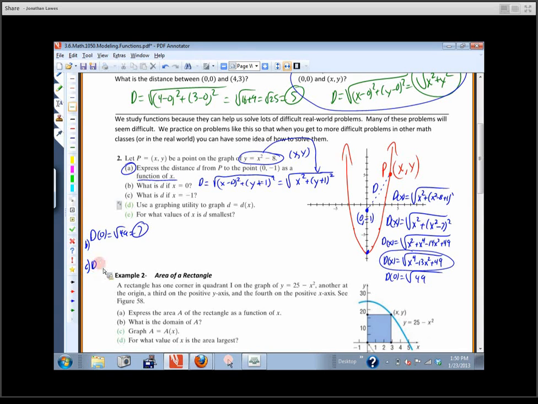So for part C, we're going to find d of negative 1. So then I have, let's see, negative 1 to the 4th. 1. Negative 1 squared. 1 times negative 13. Negative 13 plus 49. So this is going to be the square root of 37, right? Is that 36? 36. No, it's not. No, it's 37. It's 37 because you'd have 1 plus 49. That'd be 50. Subtract 13. That'd be 37. Is that bigger or smaller than 7?